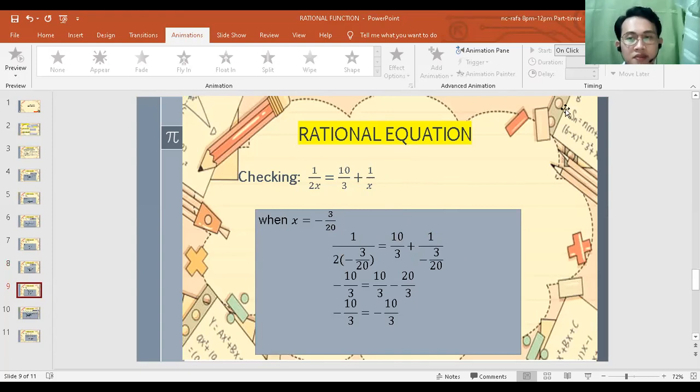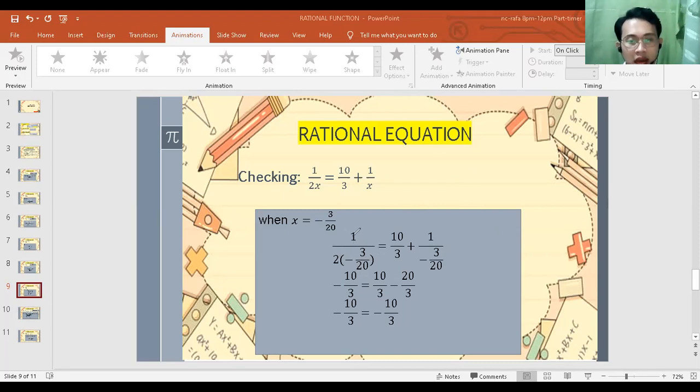And after that, simplify. Again, we are applying here the rule of dividing fractions. As you can see, we have fractions here. So make sure you can still remember the rules of dividing fractions. Now, here we go. So, how did we get negative 10 over 3? So let me show it to you.